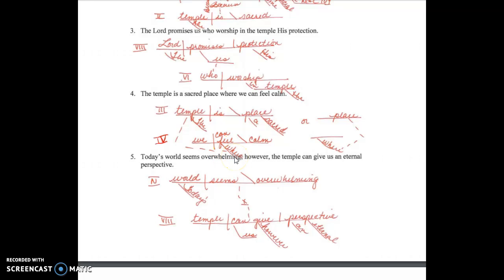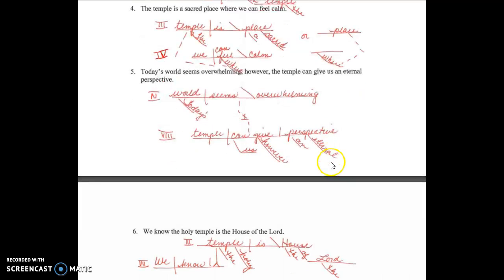Where is going to go underneath because it's functioning as an adverb. So it's a subordinating conjunction, but it goes in the place of the adverb. And so the temple is where. Those are how those two words are related. Or alternately, we would accept place, where. Either way, that works.